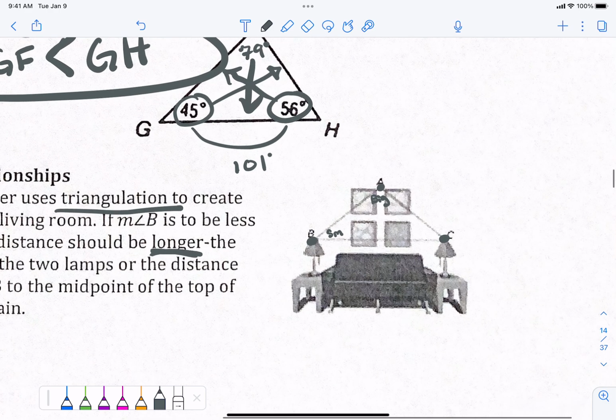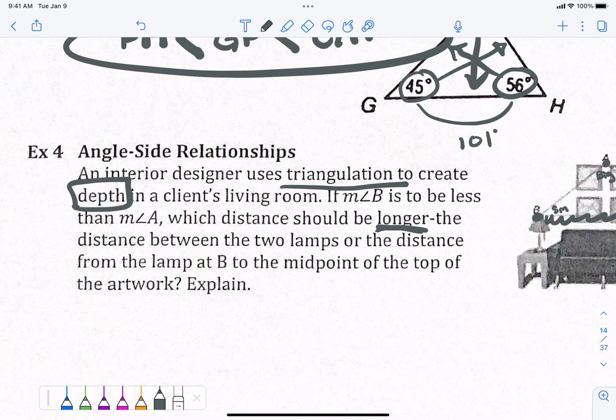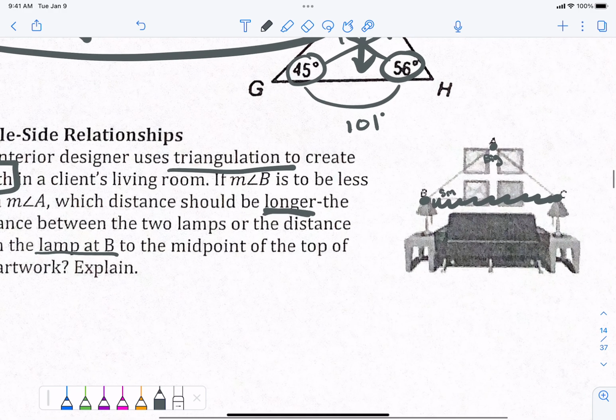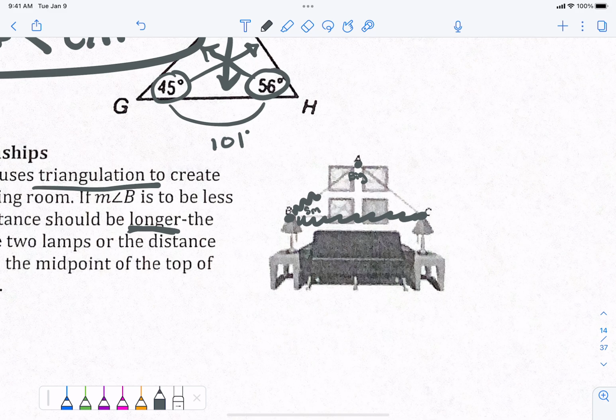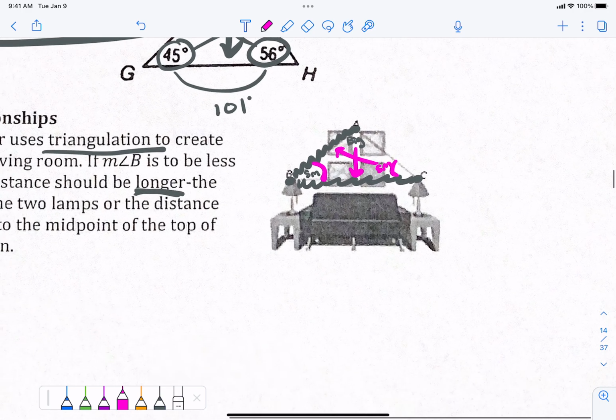The distance between the two lamps, or the distance from the lamp at B to the midpoint of the top of the artwork. I'm lost now. B to A, or this one? Which one should be bigger? Now, B to C. If they're using good triangulation, this angle and this angle should be the same, right? So this is another small angle. So we're looking at opposites. Which side should be longer? From B to C, between the lamps.